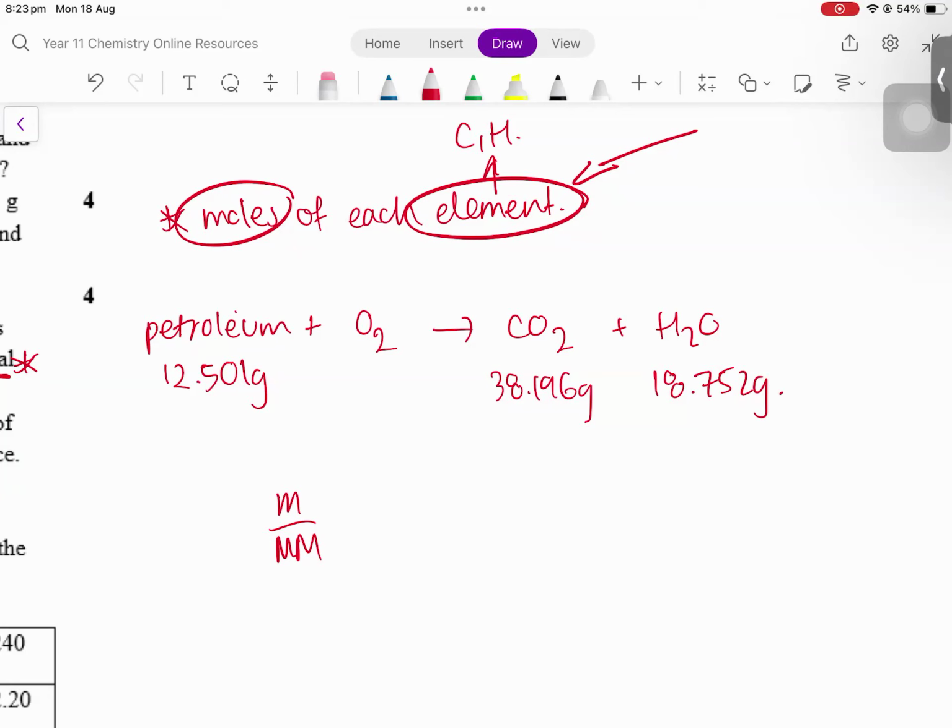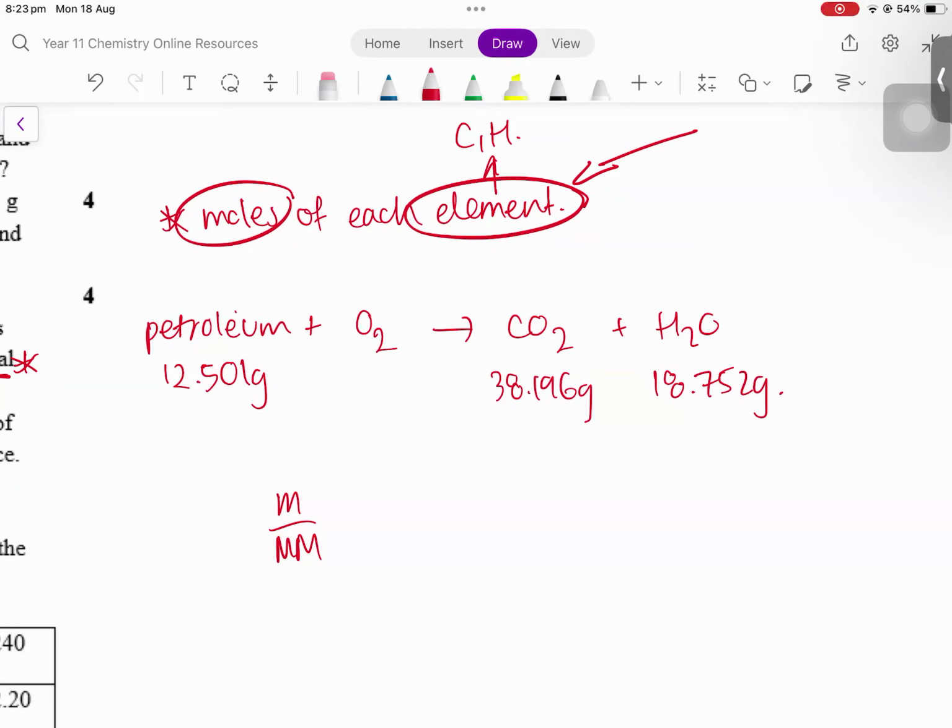I'll repeat the question. Yeah, good. They've given you the mass of CO2. So my question is, if you do mass and molar mass with that, what are you going to get the moles of? The CO2 or something else? That's the question. If you use the mass of CO2, you're going to get the moles of CO2. And we said that's not what we want. We said we want the moles of each element. Okay, you're on the right track.